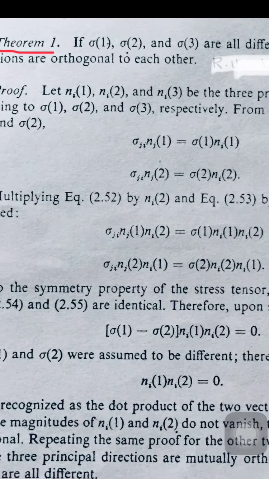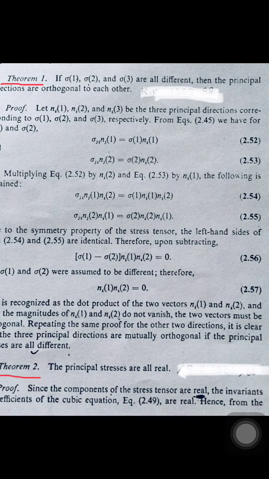Now, theorem first. What theorem first says: if sigma 1, sigma 2, sigma 3, which we get from equation 2.45 after solving, are all different, we have to prove they all are different, not the same or equal. Then the principal directions are orthogonal to each other. Here we assume that sigma 1, sigma 2, sigma 3 are all different.